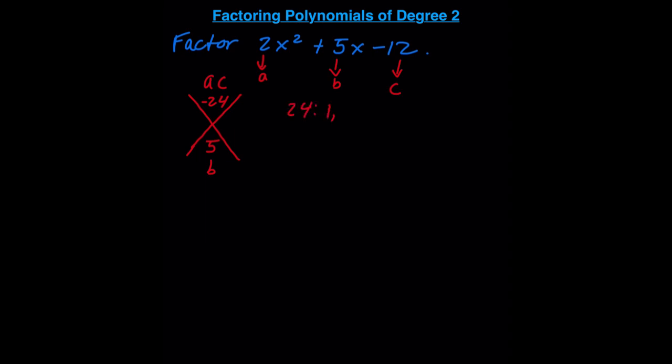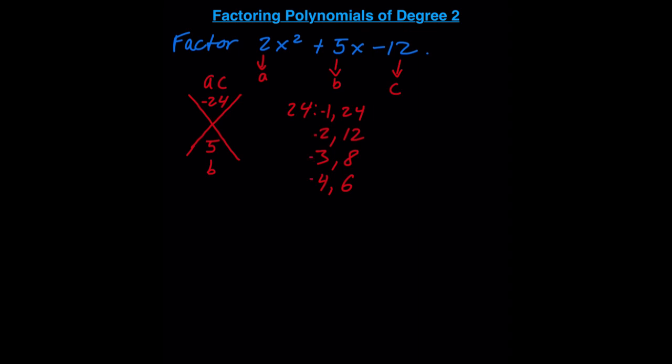So first, we're just going to write out the number 24, and we see 1 and 24, 2 and 12, 3 and 8, 4 and 6. Now, we need to ask ourselves, do any of these pairs of factors multiply to negative 24? The answer is no. So there's no way we can actually get a negative 24 currently.